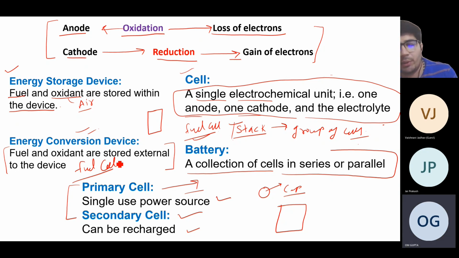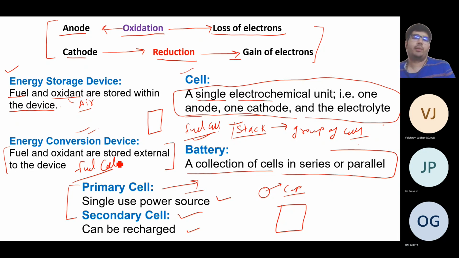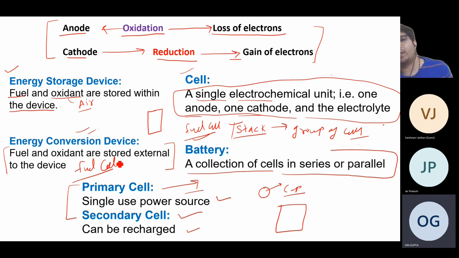But after the depletion of chemicals, the fuel or oxidant in the battery, you will not get any output. And another point is that with time, as the chemicals are reducing, the output from the battery is also affected. The cell voltage will decrease, and the power output will also decrease.